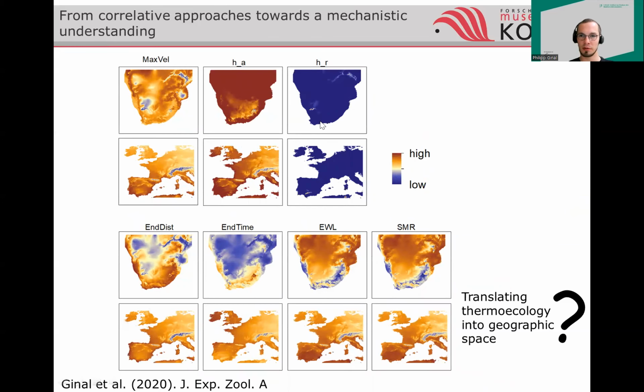Here we have it for different performance variables: for maximum velocity, acceleration, endurance time, endurance distance, evaporative water loss, standard metabolic rate. And we also included the hours of activity and the hours of restriction. The hours of activity is the daytime when temperature allows performance, and the hours of restriction is the daytime when performance is not allowed. And it was shown that including these is a much better predictor.